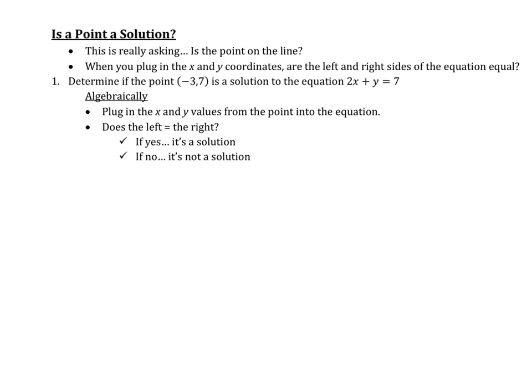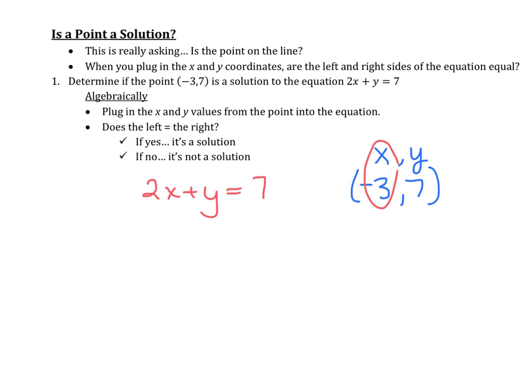Okay, so we're going to take the equation and we're going to rewrite it to start. So you're going to go ahead and write down 2x plus y equals 7. And now, like I said, we have this point, -3, 7. And we know that all coordinate points are x, comma, y. So that means I'm going to put -3 in for x and 7 in for y. Okay, so I'm putting -3 in for x and 7 in for y. So I'm going to rewrite this equation with those numbers. 2 times -3 plus 7 is equal to 7.